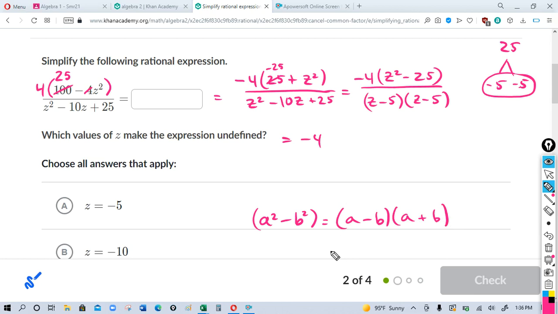The reason that works is because when you use FOIL, the inner outer term drops out. If you use FOIL, a times a is a squared, but the inner outer terms, negative ab and positive ab, just equals 0. And then finally, negative b times positive b is negative b squared. So that's what we have in the numerator. The a would just be a z, and the b would just be a 5, because b squared is 25. So instead of z squared minus 25, I'm going to write z minus 5 and z plus 5.